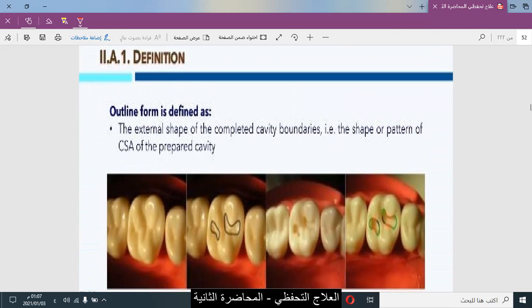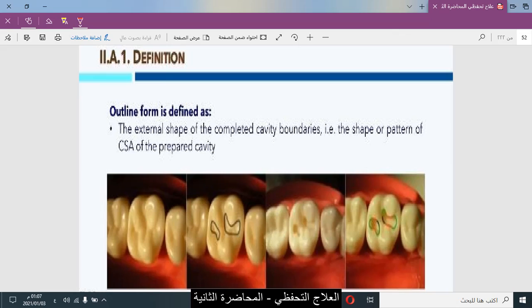Outline form is defined as the external shape of the cavity. As we saw, this is the external outline. It follows the morphology of the tooth. This is the upper six. This is the oblique ridge, this is the mesial cavity, and this is the distal cavity, with the mesial outline and the distal outline, and this is the oblique ridge.